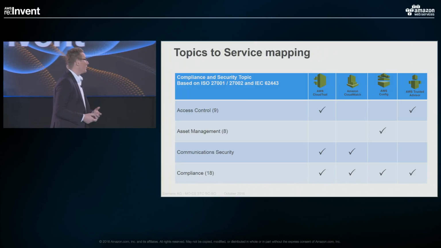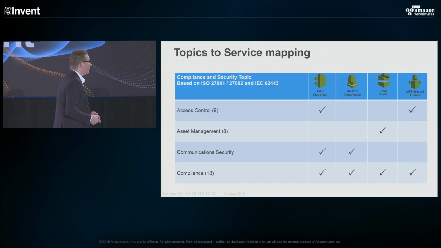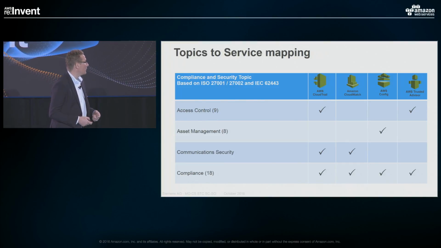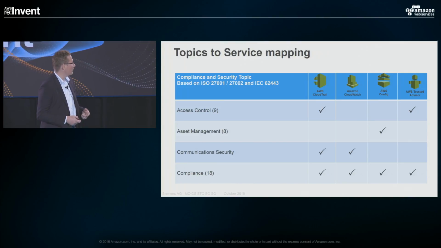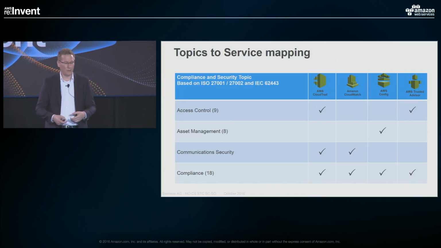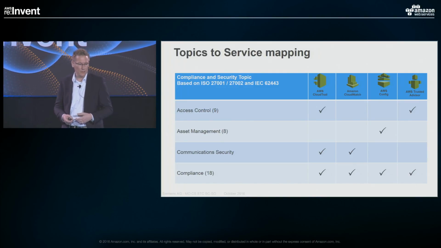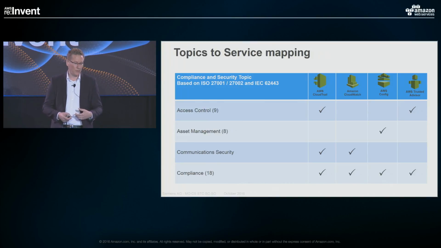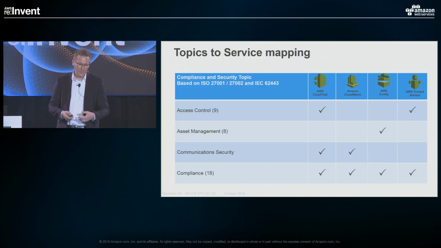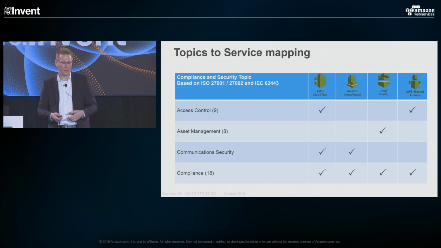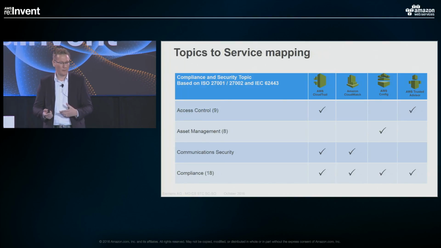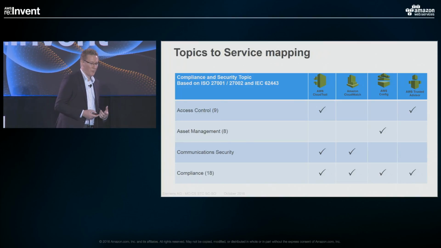And then we have here the topics to service mapping. Our main security demands are coming from the ISO 27001 and the IEC 62443. And here are the main topics of the standards, and I've put the chapters also where they're referring and mapping on which tools we are using for doing the stuff.